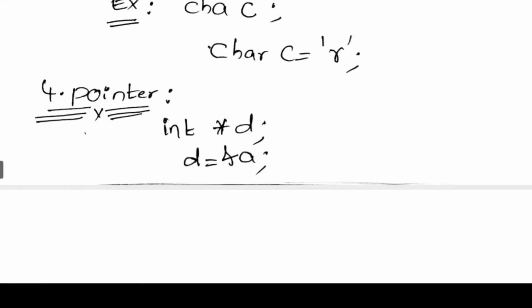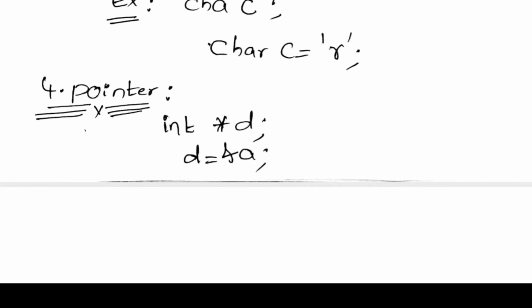Next one is pointer. What is the definition of a pointer? A pointer is a variable which stores the address of another variable. Here the variable is a memory location which is used to store some value. Okay, here the pointer is a variable, but it just holds the address of another variable. So an address value will be stored in this pointer.